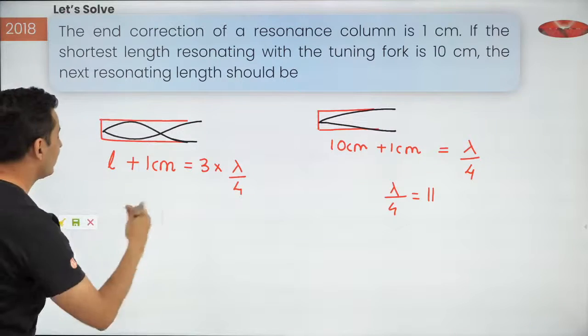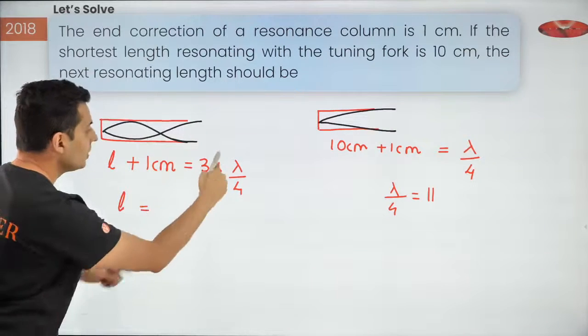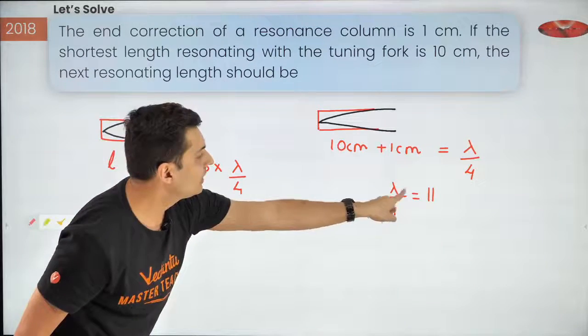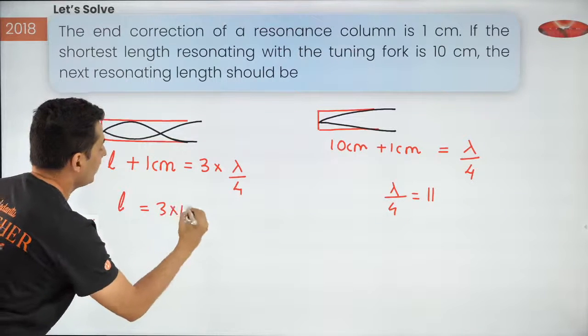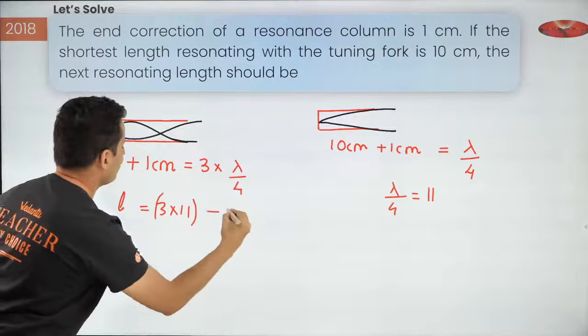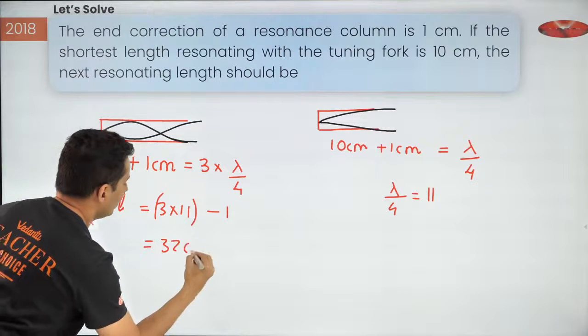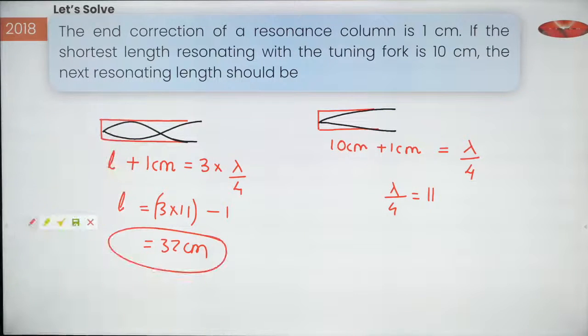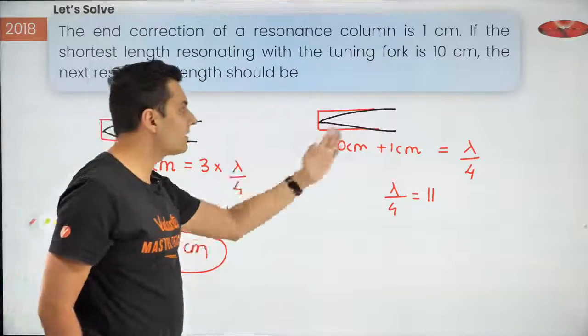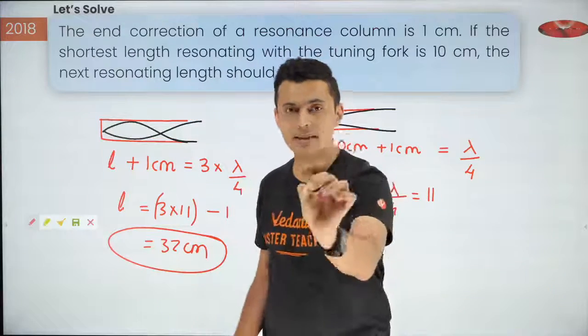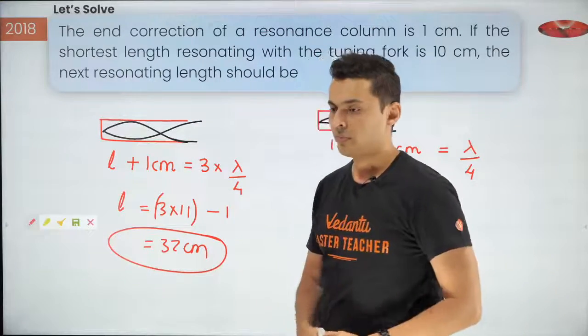So guys, that means L will be equal to, what is 3 lambda by 4? 3 into 11, and take that 1 on the other side. 11 3s are 33, 33 minus 1, 32 centimeters. That is the answer. If somebody can visualize this simple thing, he will give the answer within 30 seconds.